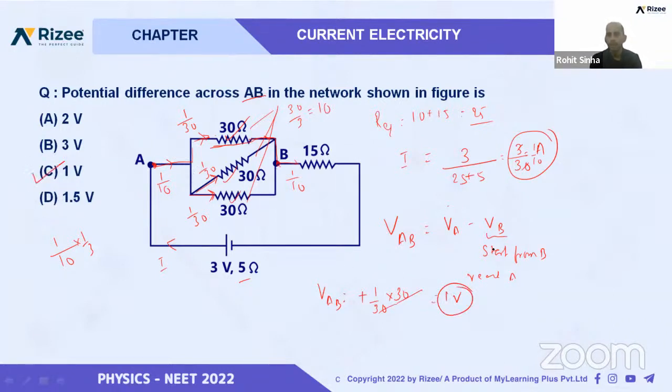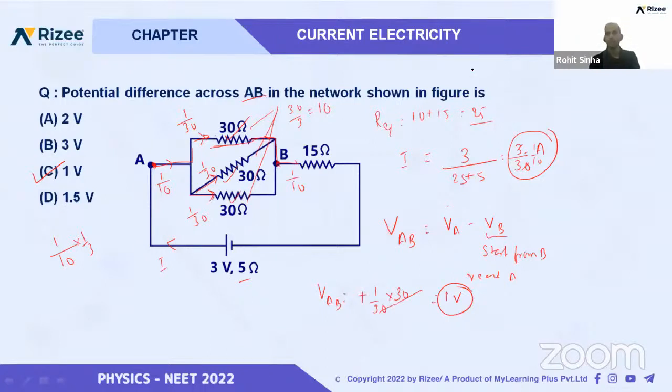Any problem to anyone? Option C. Yes, option C. Any problem? All of you got it, or any problem to anyone? Any problem to anyone? Okay. Okay, nice. Okay, Himanshu.